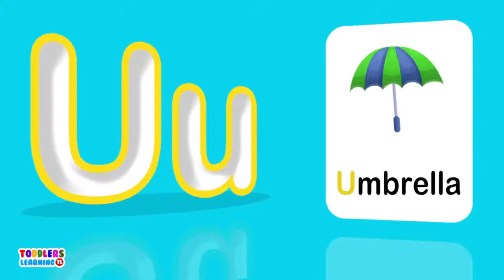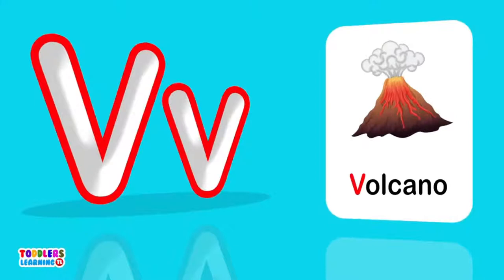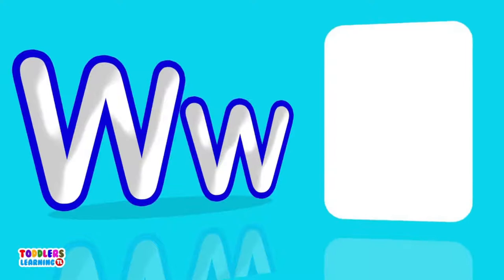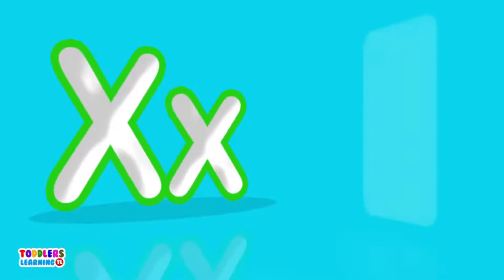U for umbrella. V for volcano. T for telephone. W for window. X for X-ray.